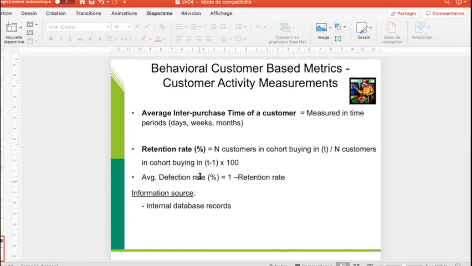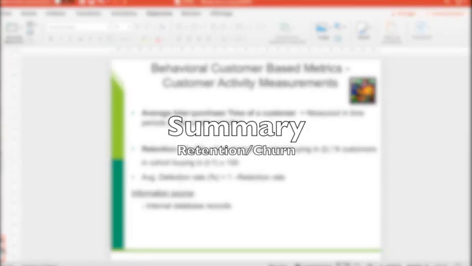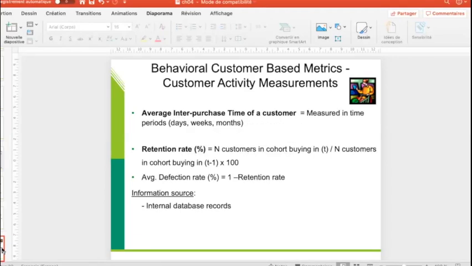A cohort is nothing else than a segment or a group. When we talk about customer cohorts, it means that we have cohorts of customers of a given time period. For example, we have a cohort of customers of 2019, 18, 17, and the cohort of customers of 2020. So it's a group of customers relating to a given period. Retention is nothing else than loyalty. Defection is also called churn rate. And average inter-purchase time is the time a customer generally takes between two successive purchases.